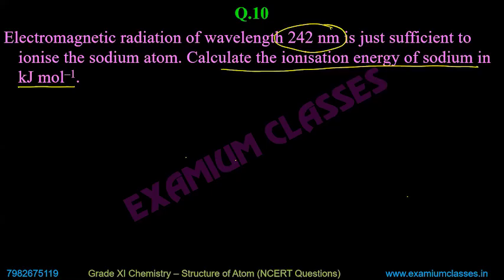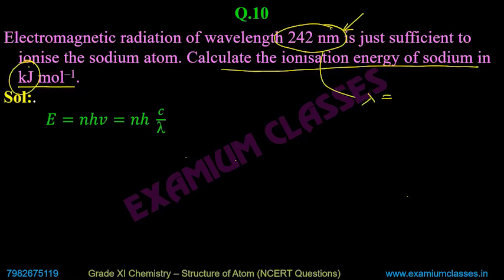Now wavelength is given. And if this is just sufficient to ionize, it means it is equivalent to ionization energy. Whatever energy is associated with this wavelength will be ionization energy. You just need to make sure that your answer should be in kilojoules per mole. Okay. So for that, you will calculate the energy of 1 mole of electrons, not just one. So wavelength is given. This is lambda, 242 into 10 to the power minus 9.